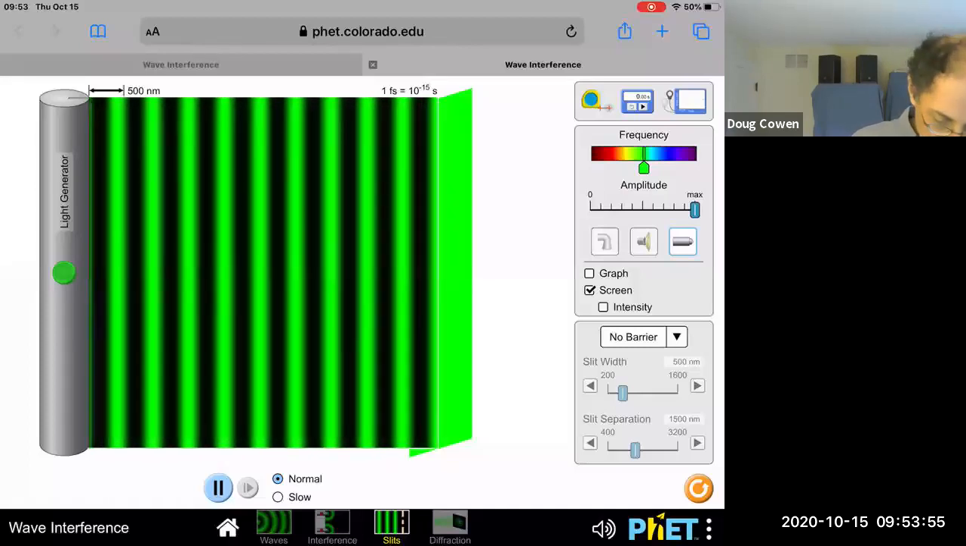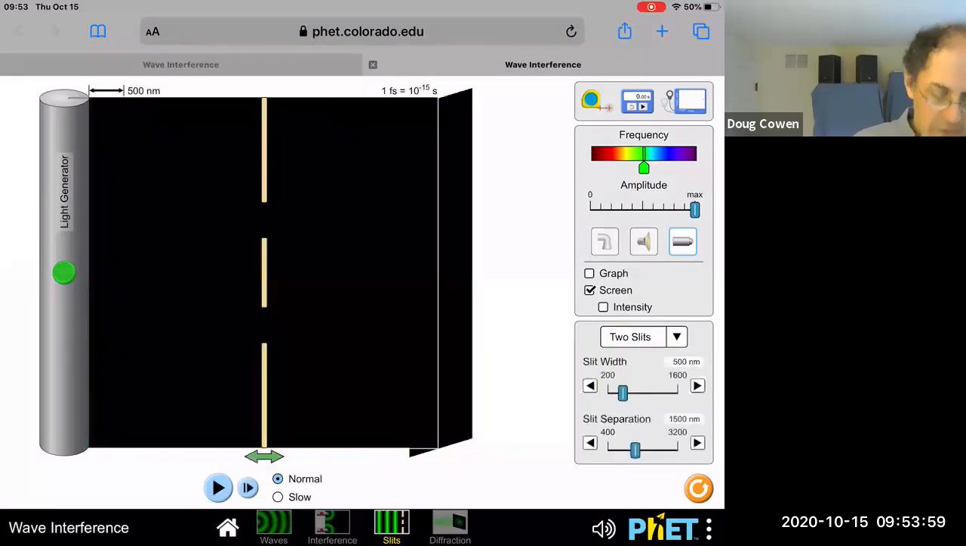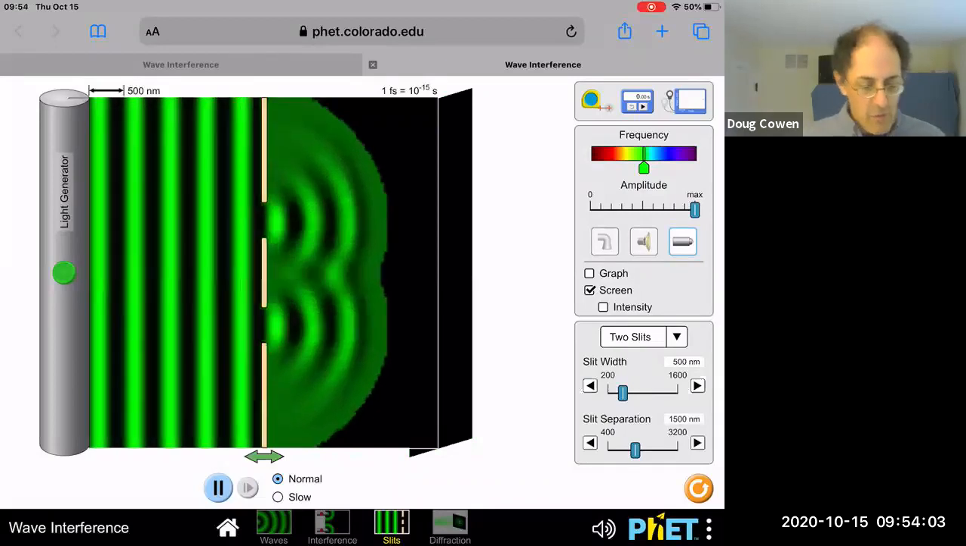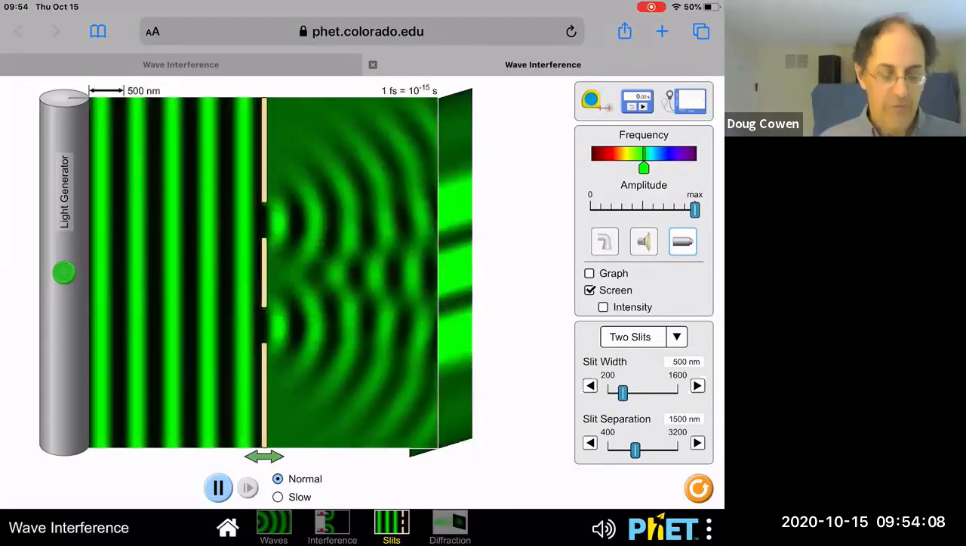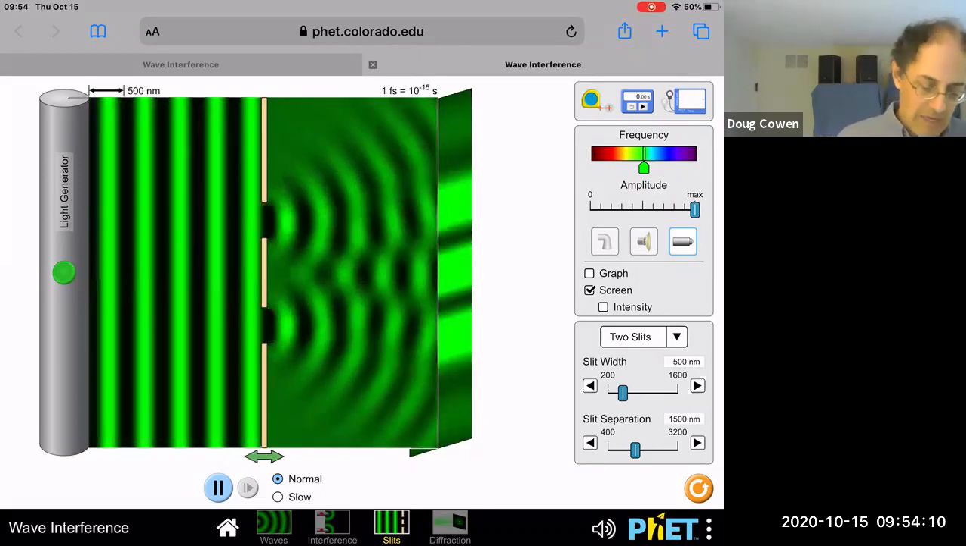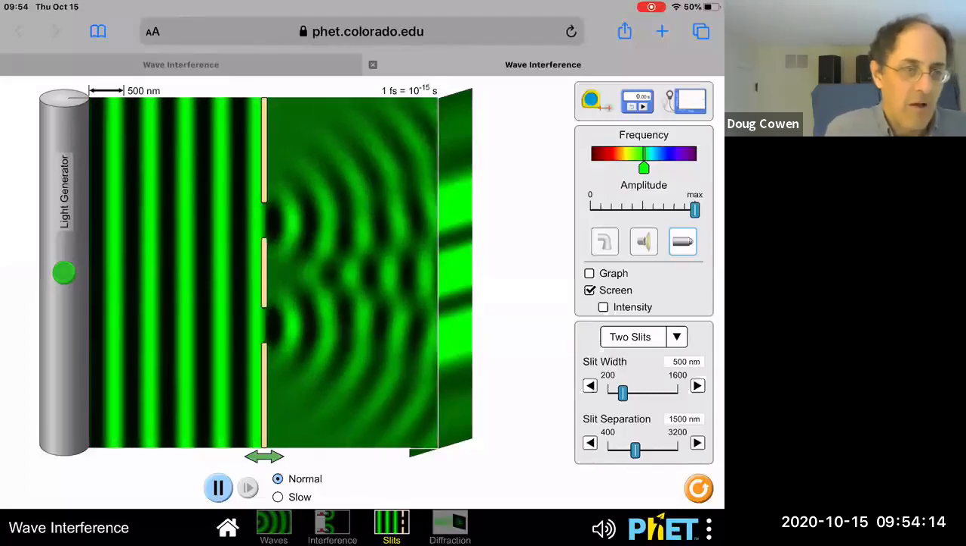Okay, so now what I want to do is send these plane waves through two slits. If I do that, the two waves that emerge are in phase with one another, because the incoming single wave is in phase with itself by definition.